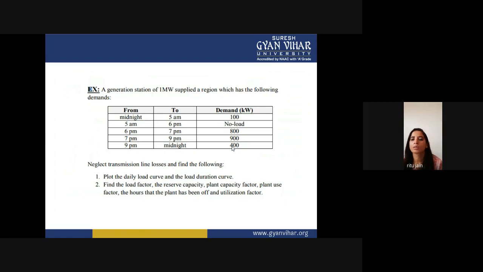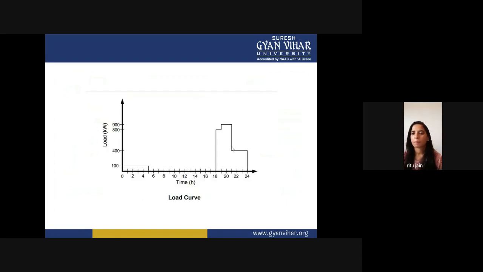So neglect transmission line losses and find the following. Plot the daily load curve and the load duration curve. So first we have to plot the daily curve. After that we have to plot the load duration curve. Okay. So the table is given from which you can take the time duration and easily draw the load curve. See, this is our daily load curve.